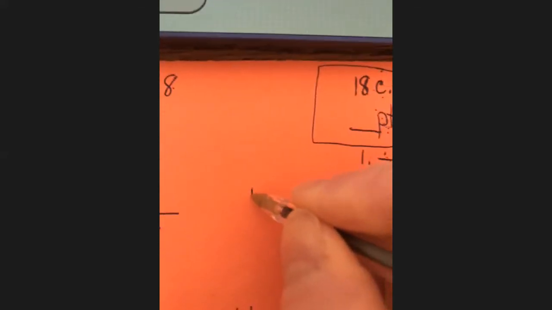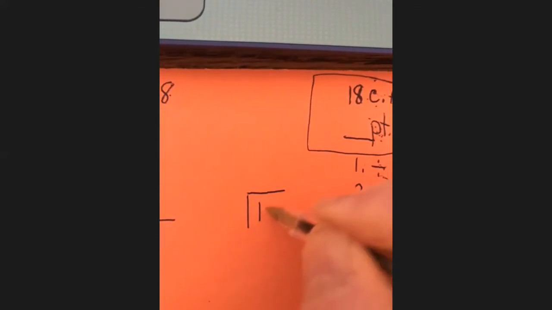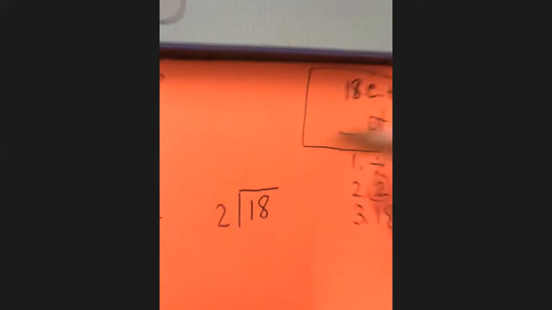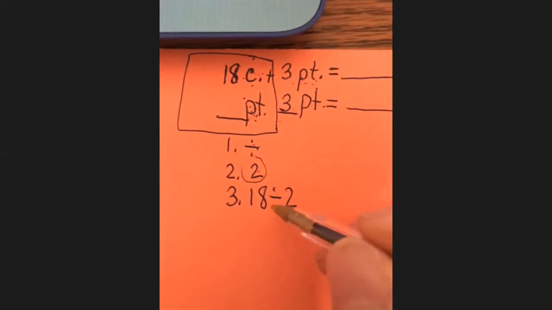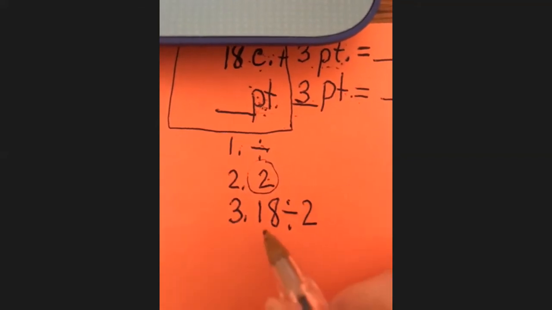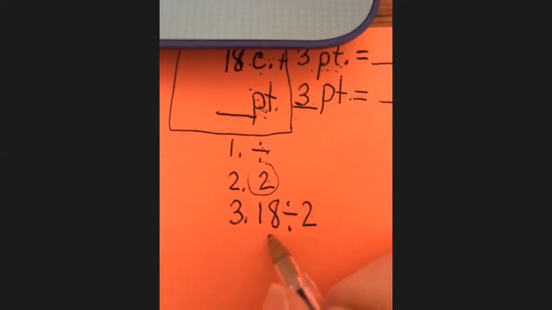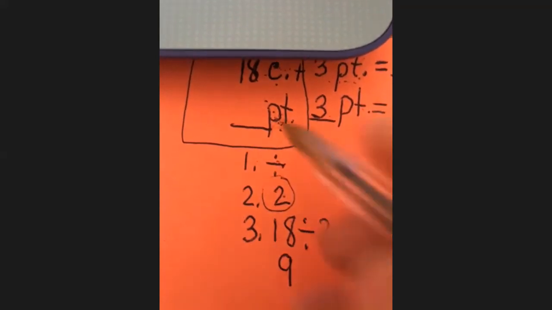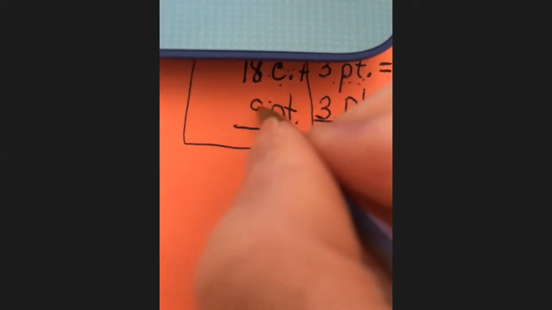With larger numbers, you'd set it up that way, but this one's simple enough that we know the answer, don't we? What is the answer? 18 divided by 2, 9. Guess what goes in the blank? 9. But we're not done, are we?